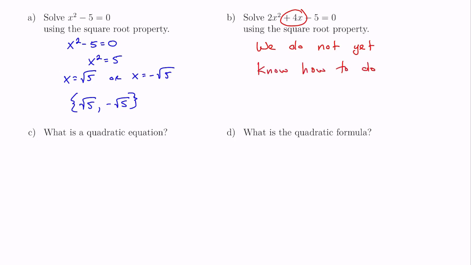It would be incorrect to say that it is not possible to do this. It is possible to do it, but it will be covered in the future. So let's take a step back and answer part C. What is a quadratic equation?